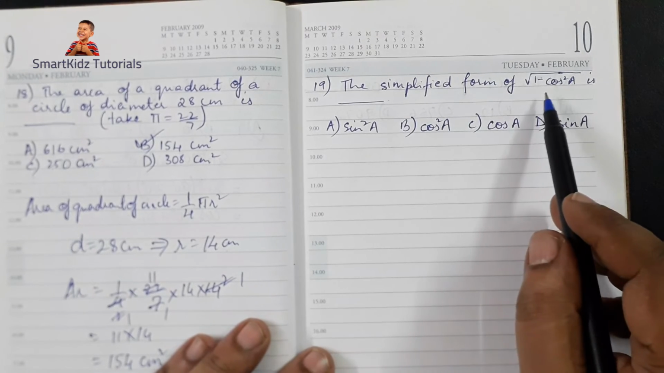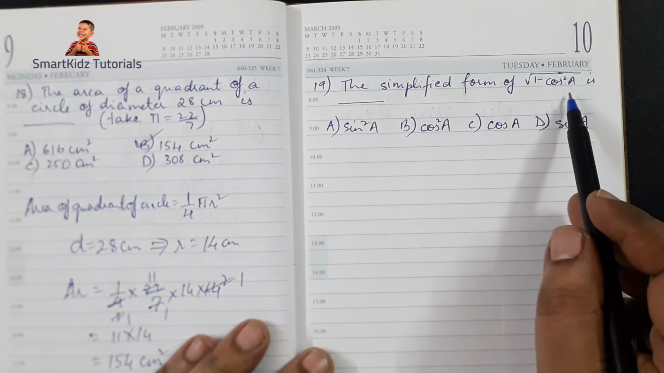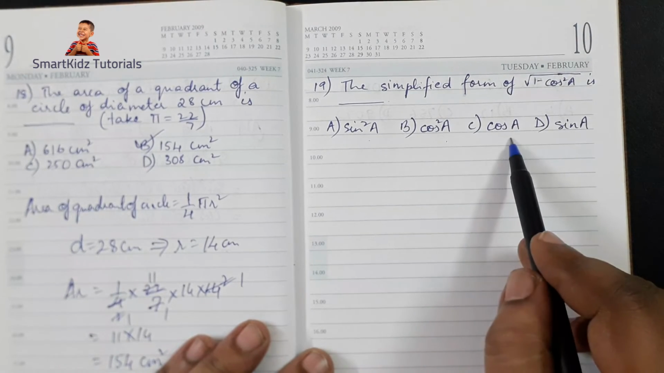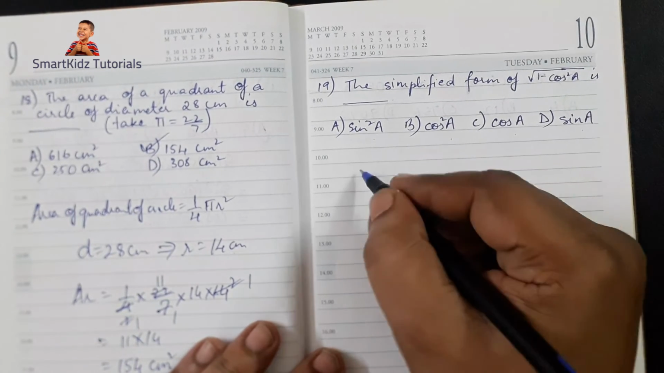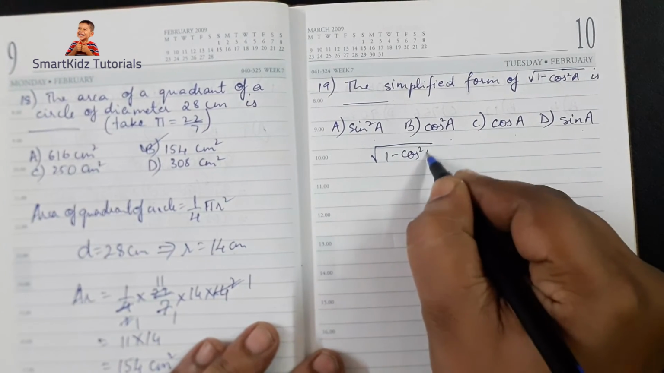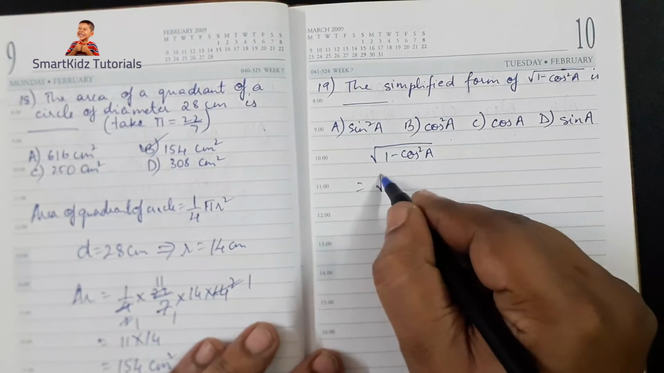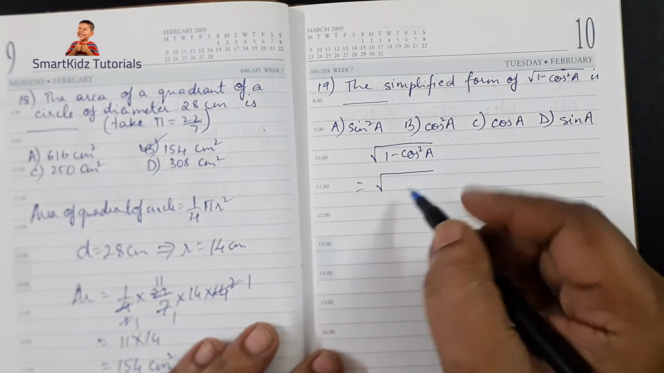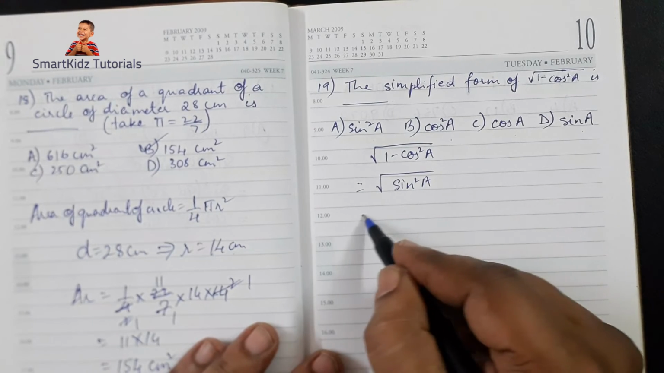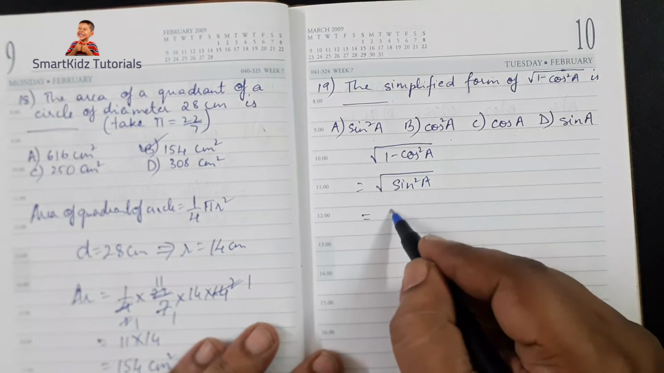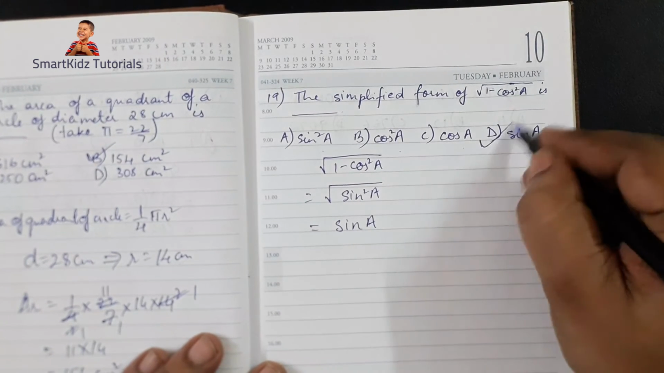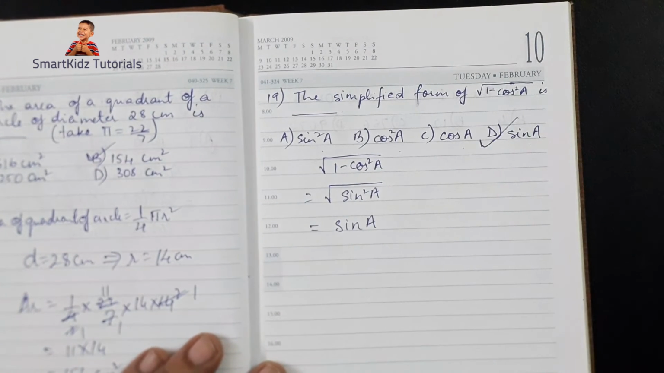The simplified form of square root of 1 minus cos square A is dash. The choices given are sin square A, cos square A, cos A, or sin A. Let's find out. Square root of 1 minus cos square A. 1 minus cos square A is equal to sin square A from our identity. The square root of sin square A is sin A. So the correct choice is D, sin A.